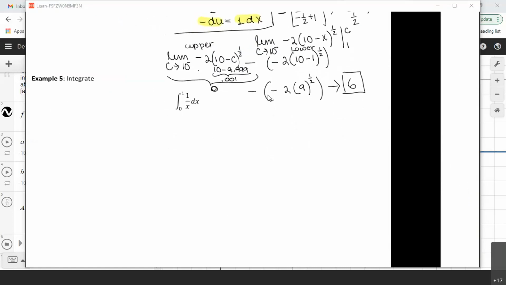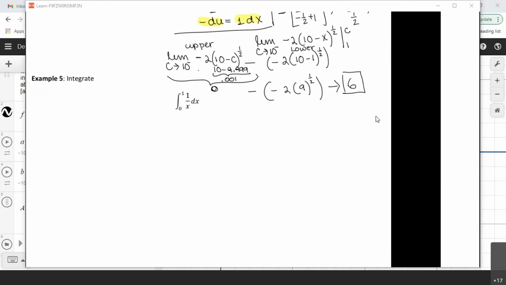I'm not seeing questions. Again, if you're not sure how to evaluate this, take your calculator and actually plug in values that show you're approaching 10 from the left. You start with 9, then you go 9.99, then you go 9.999. See what happens to the expression. You can do it with a calculator if you're not comfortable just looking at it.